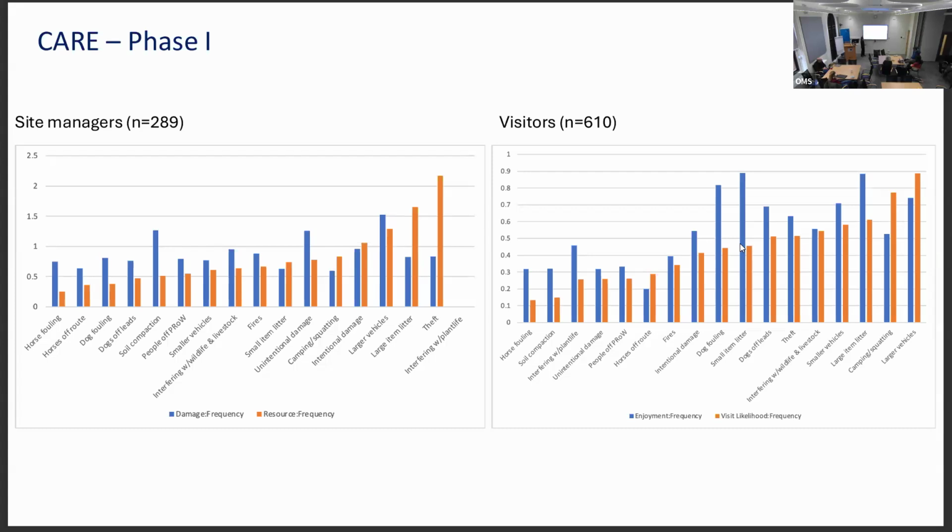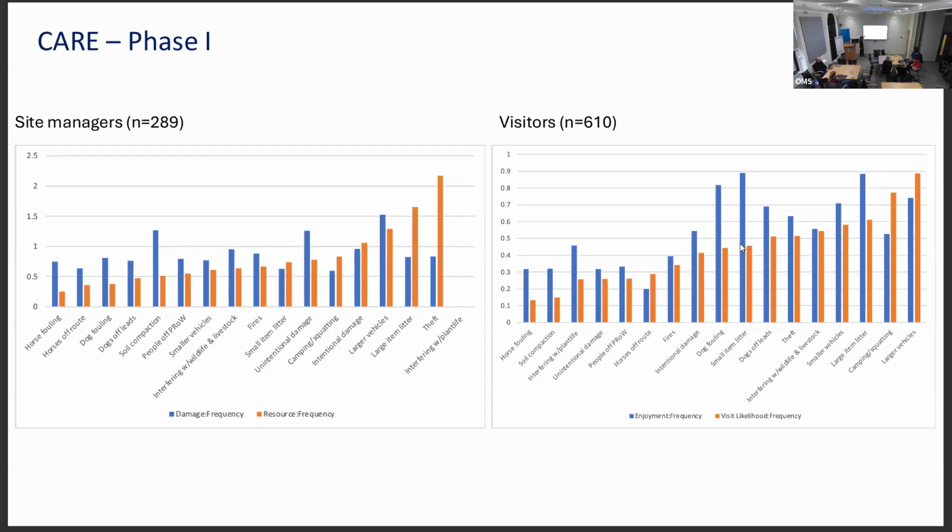And higher than 1 is something that is not very frequent, but costs a lot to fix. So those are the things that the site managers should really focus on. And what you'll see here is that it's a different profile. So you have larger vehicles, large item litter, and theft as having the highest ratios of damage to frequency.